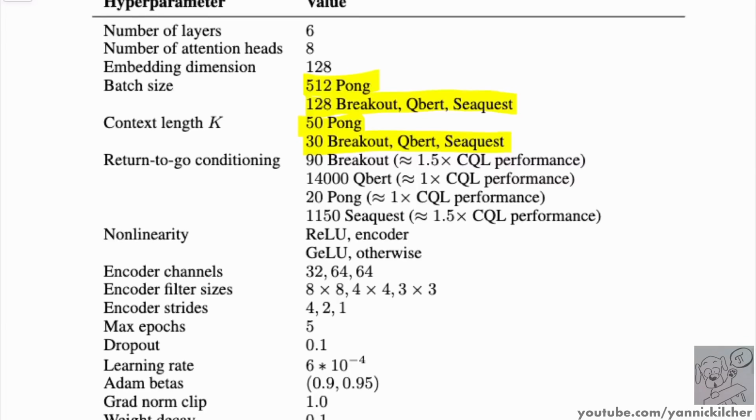And then there's also the return to go conditioning, like how much reward do you want to get? And that's a problem. So here, again, they look at the baseline, they look at CQL, how much did that achieve? And then they just choose to achieve a multiple of that one. It's like you look at your competitor, at what you're compared to, and then you base your decisions off of the result of that. So, you know, I kind of get it.